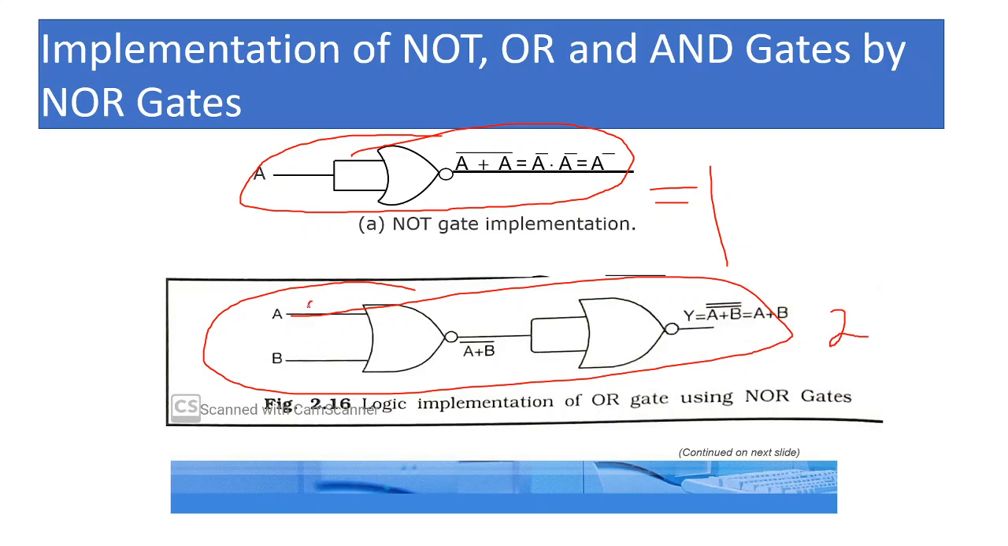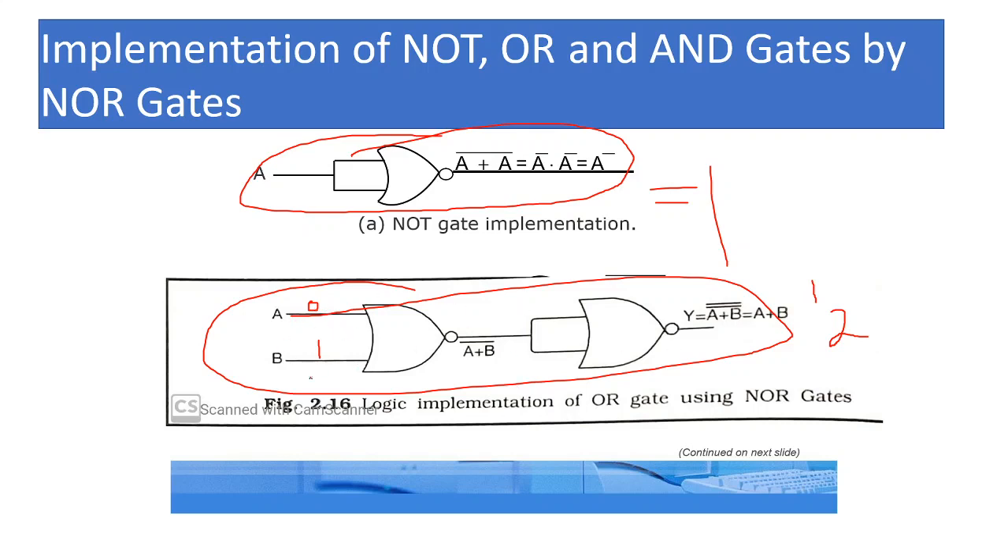Suppose we have A equal to 0 and B equal to 1, and this one is an OR gate, so the output must be 1. Now let us see if this output comes with these two NOR gates or not.